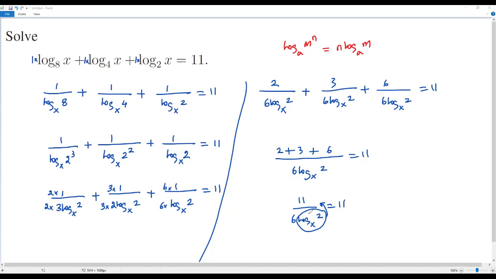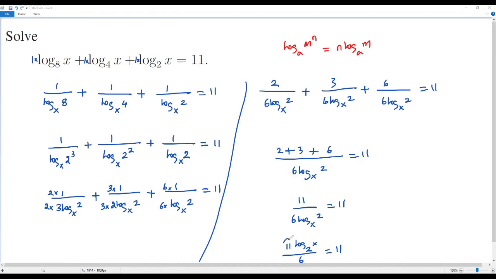Okay, now I can move this log base x of 2 to numerator. So when I move this logarithm to numerator, I have to switch the base and argument like what I have done over here when I move this log base 8 of x to denominator. So whenever we move a logarithm from numerator to denominator or denominator to numerator, we have to switch the base and argument. Then we get 11 times log base 2 of x. I switch the base and argument. In denominator we have 6 equals to 11.